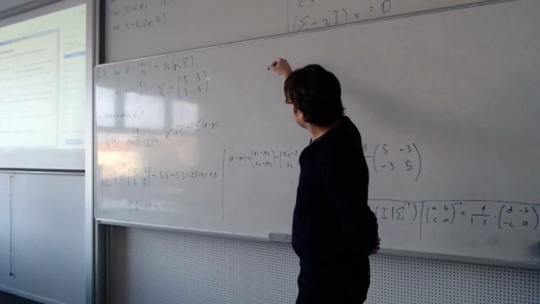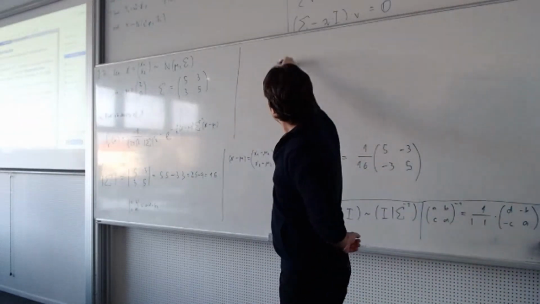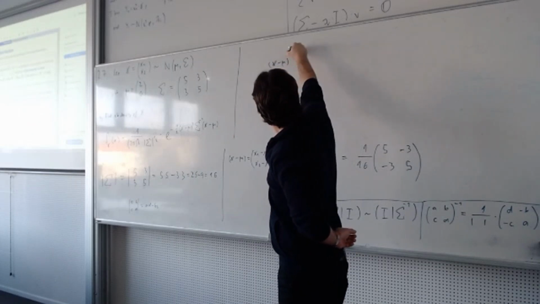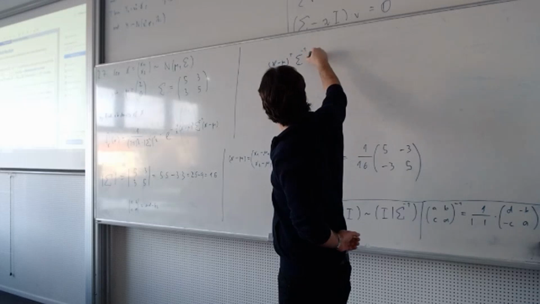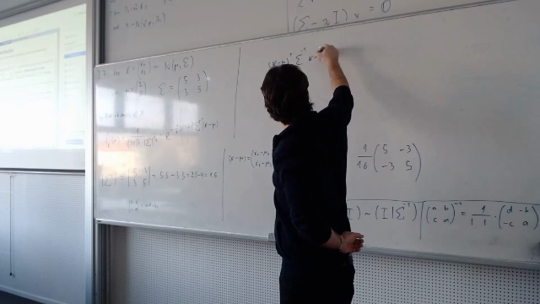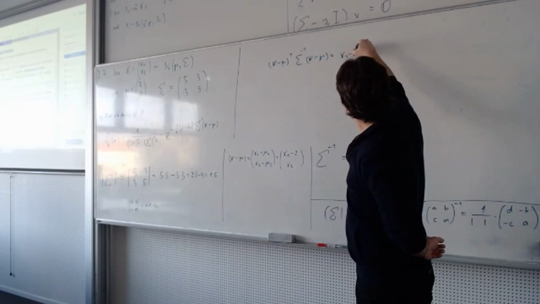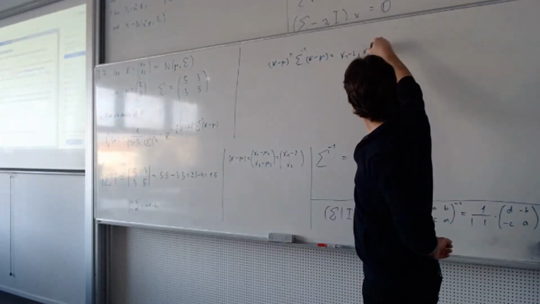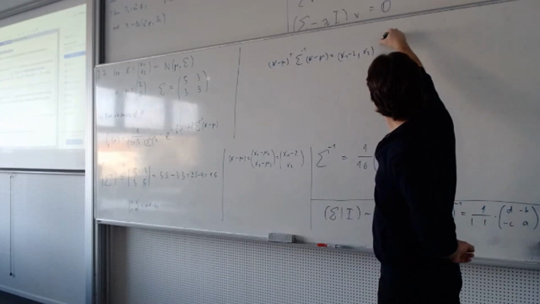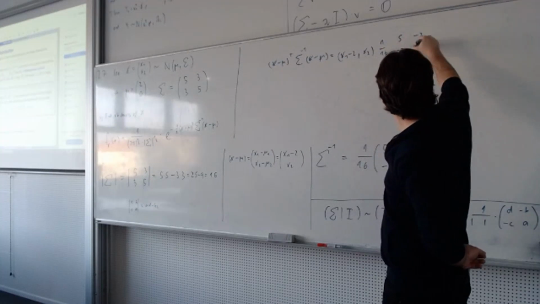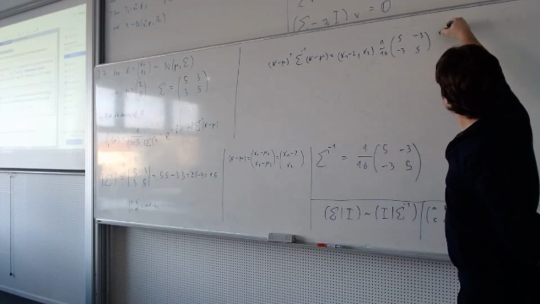So let's take a look at the exponent. x minus mu transpose sigma inverse x minus mu gets us the row vector x1 minus 2, x2, and the matrix 1 over 16 times 5, minus 3, minus 3, 5, times the column vector x1 minus 2, x2.